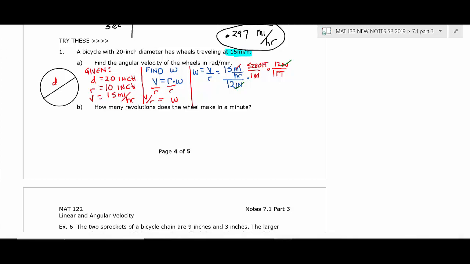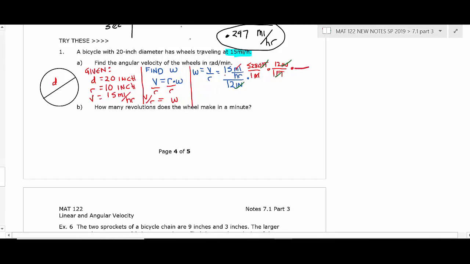Okay, and then also notice this, the feet cross out. All right, so we got that going away. So now we are in something per hour. And that's what we're after, is we're after radians per minute, basically. So we do need to change this hour to a minute. So I got one more conversion to do then.